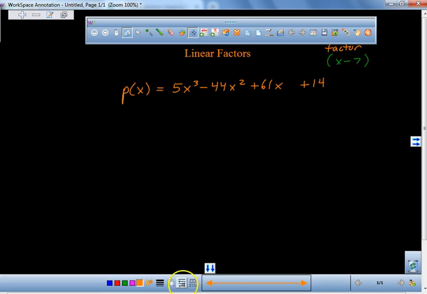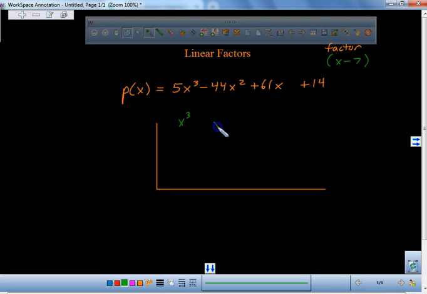So what I'd like you to do right now is we're going to do some synthetic division. So I want you to make your little L. All right, create a little workspace here. We're going to start off with x cubed, then x squared, x to the first, and x to the 0. Now it says we have a factor of x minus 7. Remember, what number would I have to plug in to make this equal to 0? I'd have to plug in a positive 7, so we put a 7 right there.